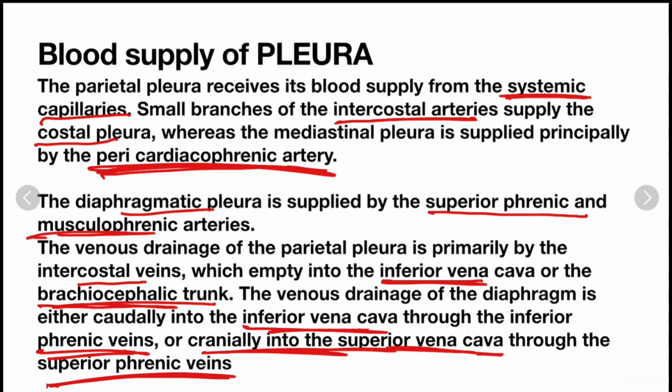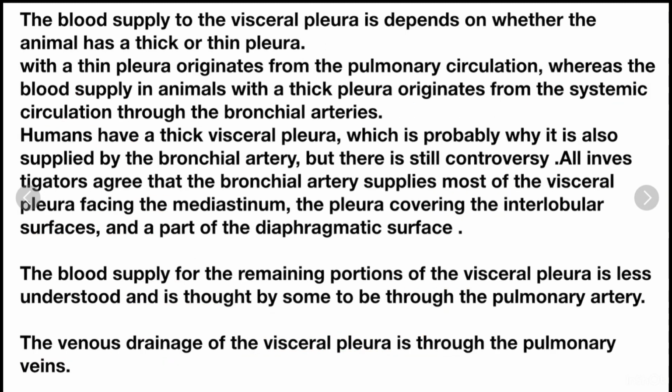So it could be in either way. Then they are telling that the blood supply to the visceral pleura depends on whether the animal has a thick or thin pleura. Very important. We have talked about this earlier: blood supply of the visceral pleura depends on its thickness.